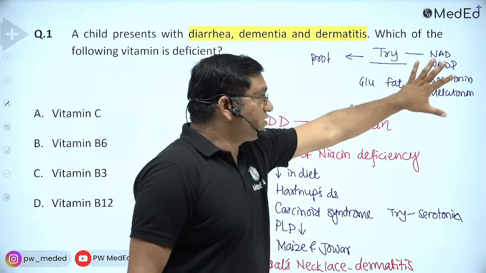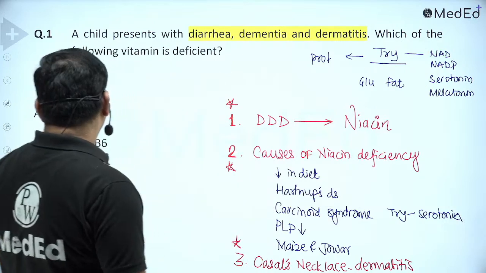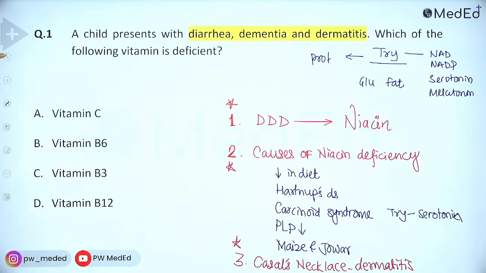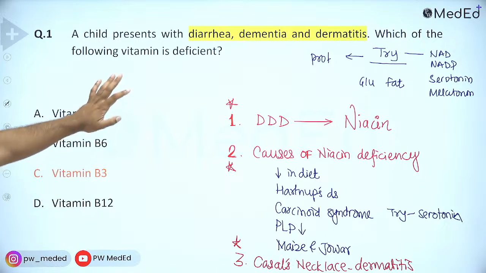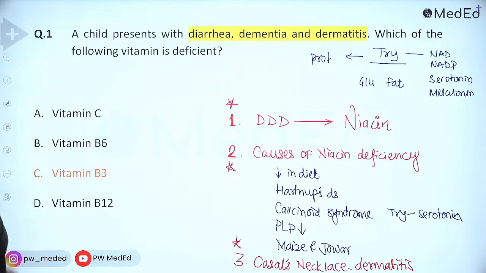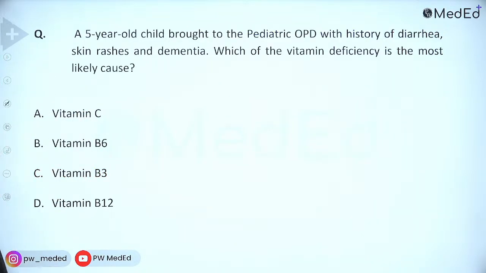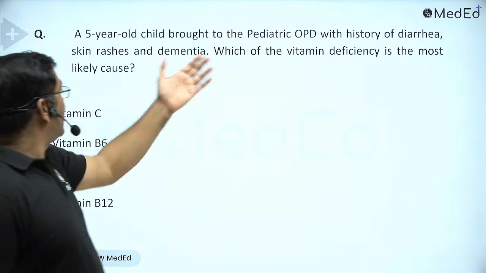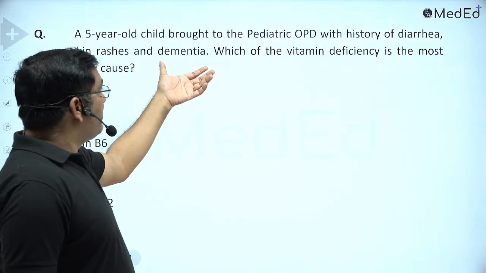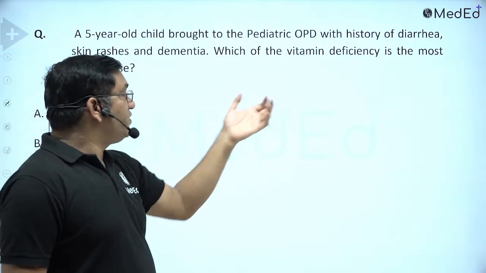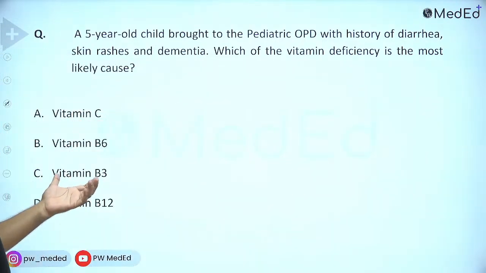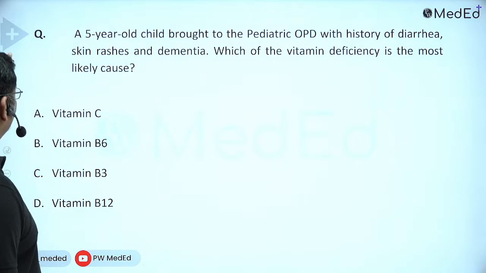Also these are the specialized products given by tryptophan. So what is the answer to this question? It is niacin: diarrhea, dementia, dermatitis, vitamin B3. Okay, see again, diarrhea, skin rashes, dementia. Which vitamin deficiency is most likely the cause? It is vitamin B3, that is niacin deficiency.